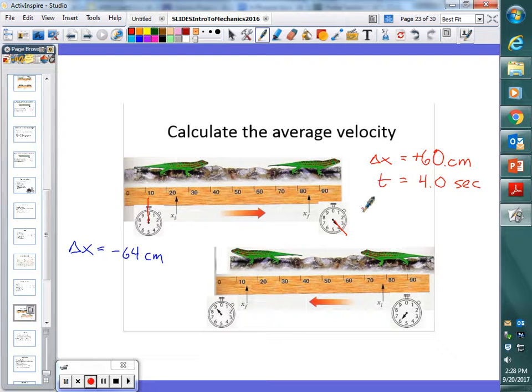So we just learned that velocity is displacement over time. The displacement is positive 60 centimeters. The time is 4.0 seconds. So that means that the velocity of this lizard is equal to what? Can anybody do this without putting it through their calculator? Okay. So 15 centimeters per second. Or is it? Not 15.0. Okay, 15.